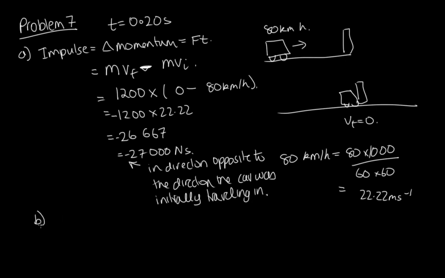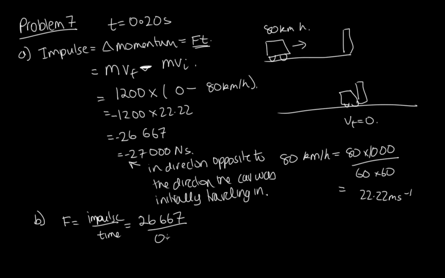And then part B asks us to calculate the average force experienced by the car during the collision. So now we can use this part. So we've got the impulse, which is the change in momentum now, and now we can work out the force. So the force is equal to the impulse over the time.